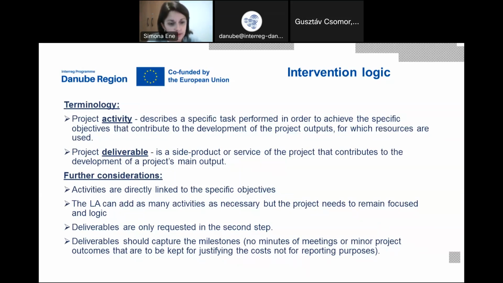Some further considerations. As I said before, deliverables are requested in the second step and should be outcomes that are more meaningful in the project. Like, for example, some country reports or a milestone or a step without which the output would not have been achieved.